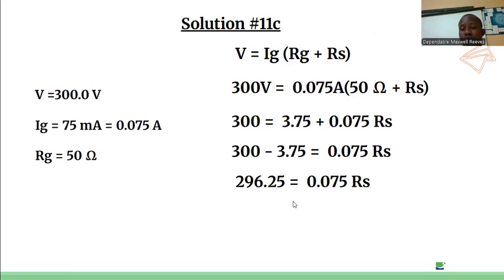0.075 RS. We want RS to stand by itself. So we divide both sides of the equation by 0.075. Doing this, we have our final answer to be equal to 3950 ohms. This is our final answer. All right, so let's move to our next question.